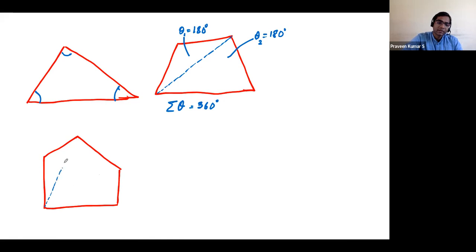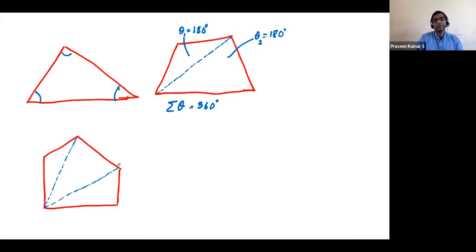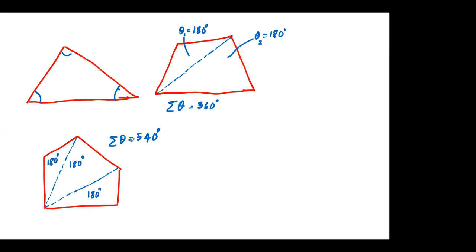In a pentagon, you can again divide it into three triangles. So this will be 180, this will be 180, and this will be 180. So together, the sum of all angles here will be equal to 540 degrees. Am I right? Yes, sir.